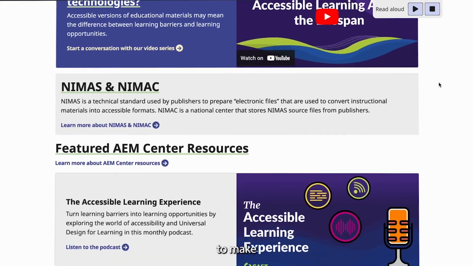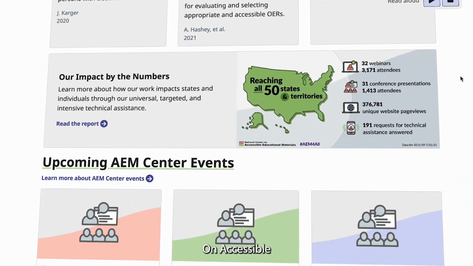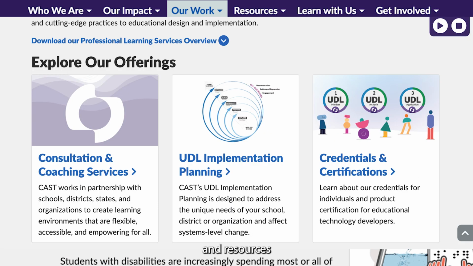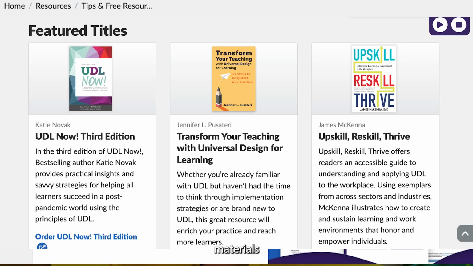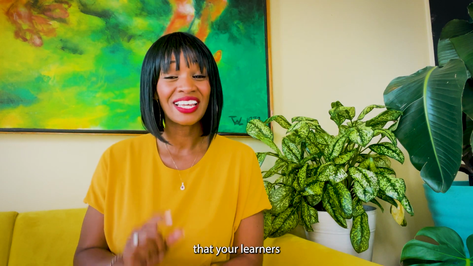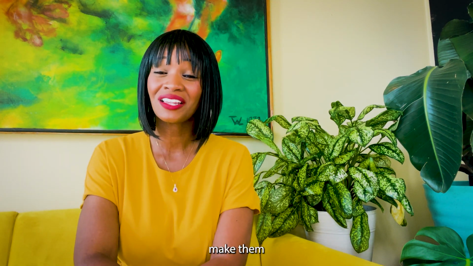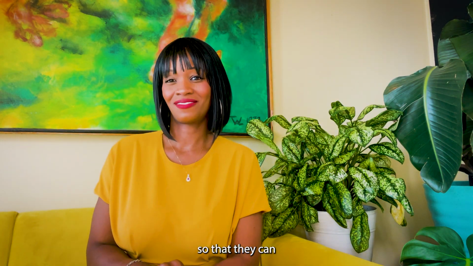For guidance to make your learning solutions accessible, visit the National Center on Accessible Education Materials, which provides technical assistance, coaching, and resources to increase the availability and use of accessible education materials and technologies for learners with disabilities across a lifespan. If you really want to create learning products and experiences that your learners rave about, then you have to make them accessible for everyone so that they can rave about it.